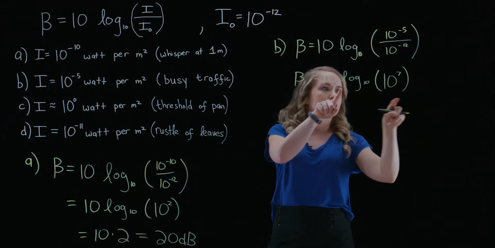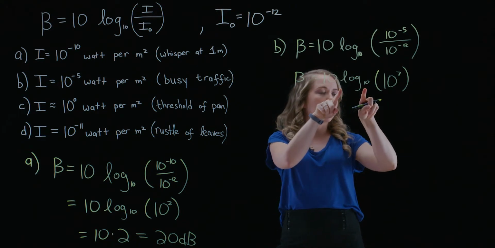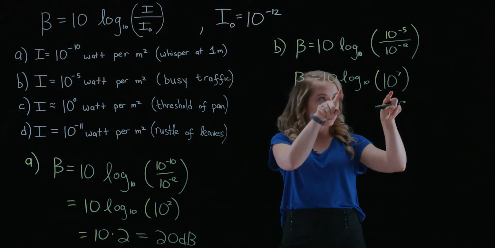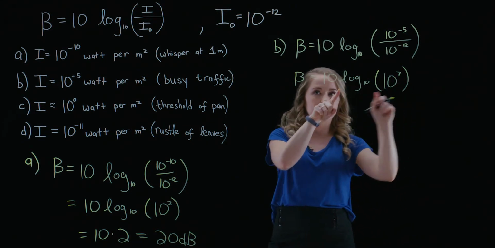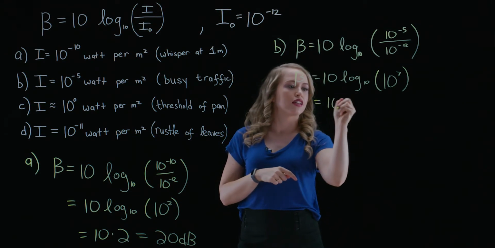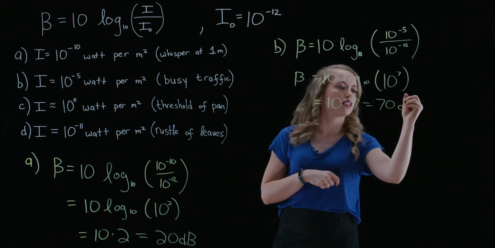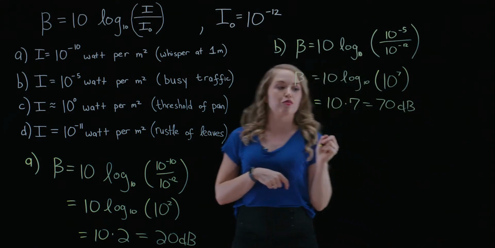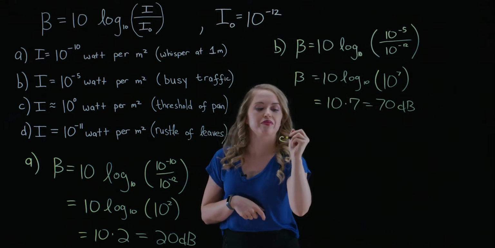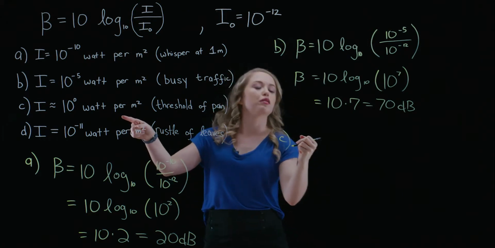To solve this log, I ask myself 10 to the what power results in 10 to the 7th. That answers 7. Becomes 10 times 7, 70 decibels. I'm ready to do the same thing for part C. I'll go ahead and plug in what I've got.